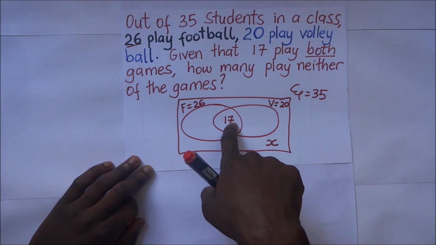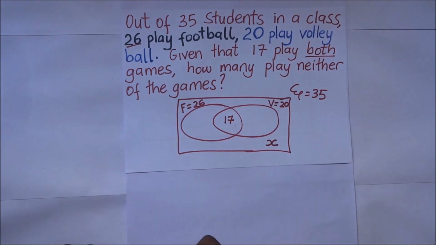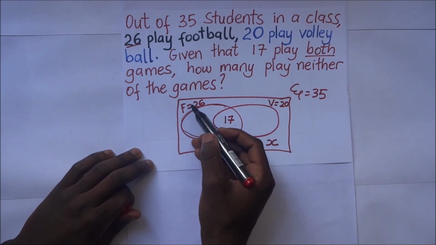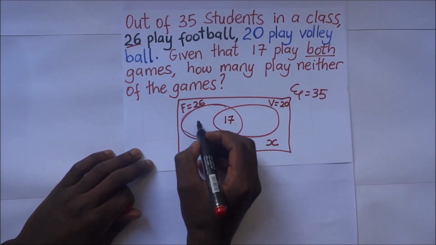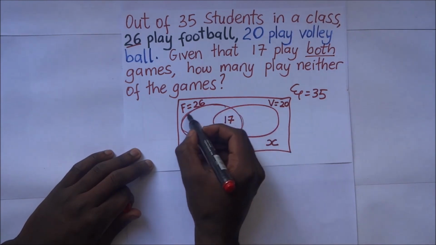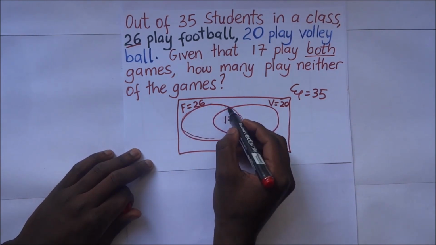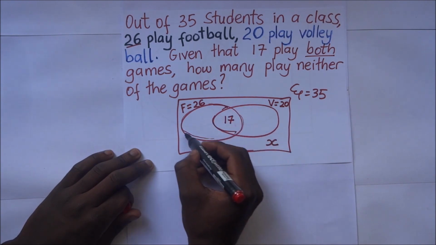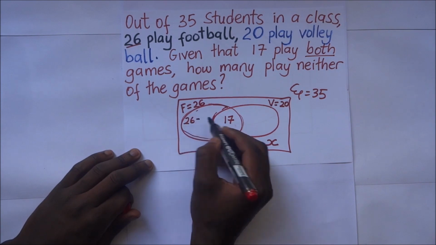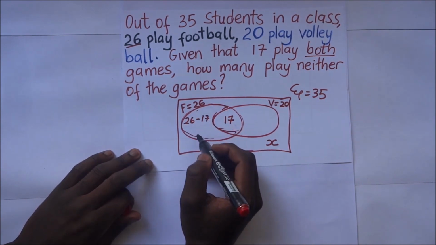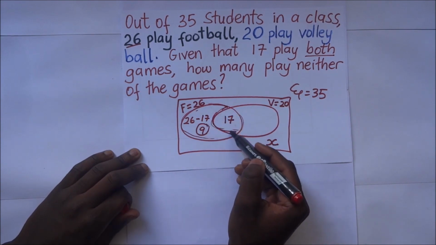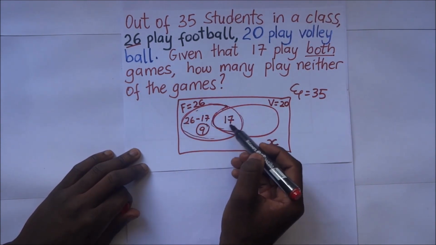So if 17 are playing both football and volleyball, then in this portion here, we are having those that play football only. To get how many are here, remember this 26 covers everything in this circle. So to get just this portion of the circle, it's going to be 26 minus 17, and we get 9. So it is only 9 people here that play football only without playing volleyball.